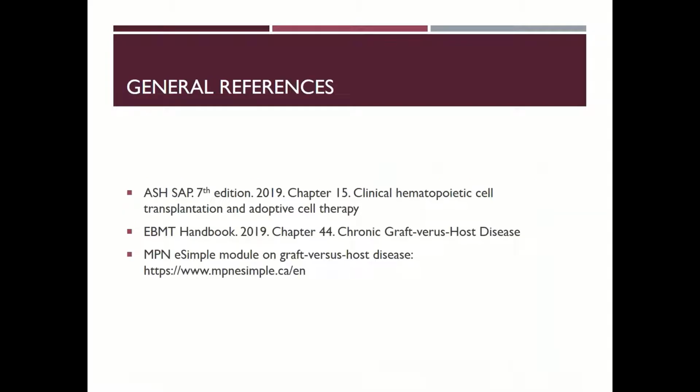These are some general references for today's talk. They include the ASH SAP 7th edition, the chapter on stem cell transplantation, a similar chapter in the EBMT handbook, and the online module MPN eSimple on chronic graft-versus-host disease. Other references will be embedded in the slides.